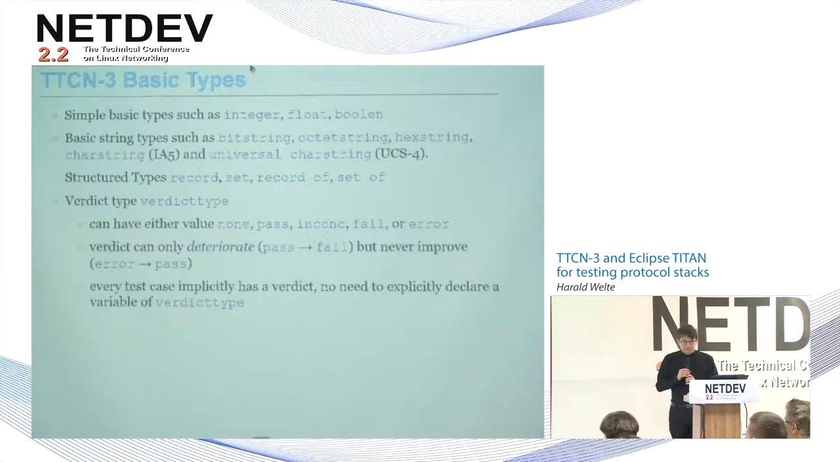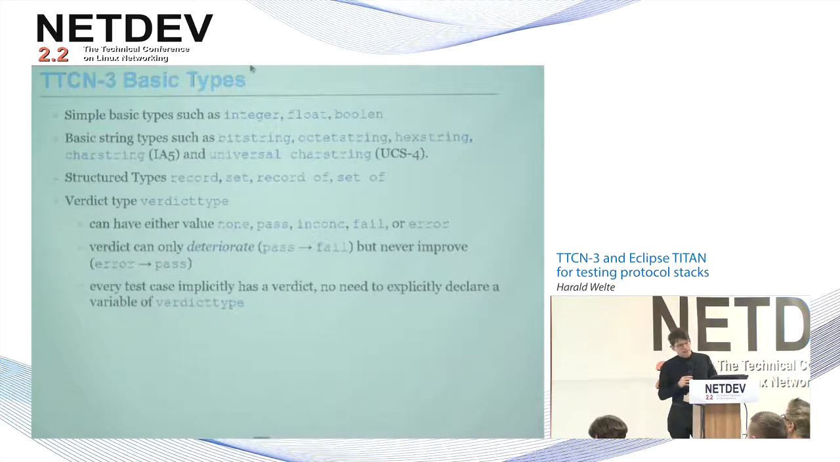Okay, so let's look a bit at the types. Of course, there's integers, floats, Booleans, very basic things. But then it already starts to get interesting. You have something called bit strings, which are of arbitrary length, so they don't need to be octet aligned or something. You have octet strings. You also have hex strings, which can have something like 5 nibbles, so it doesn't have to fill entire bytes.